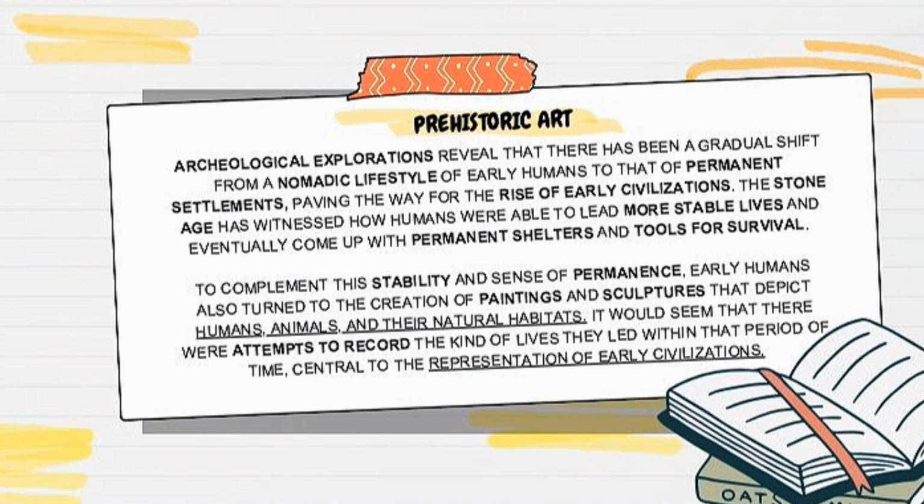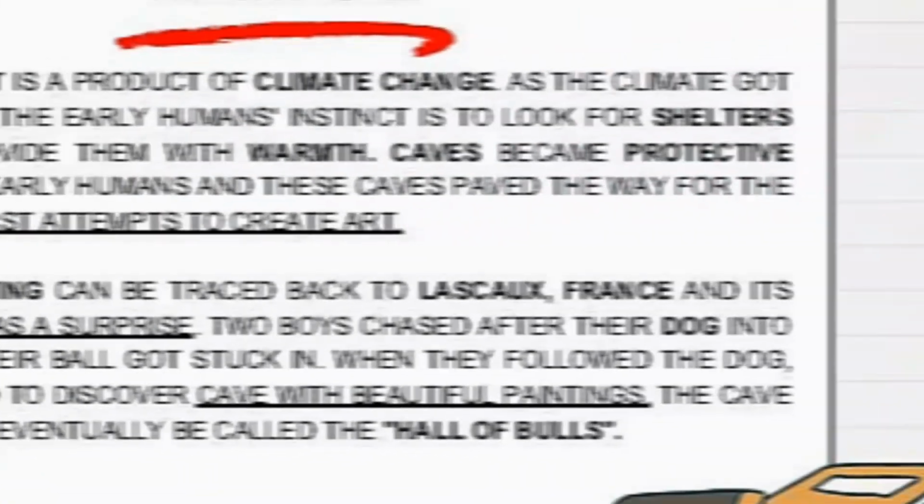To complement this stability and sense of permanence, early humans also turned to the creation of paintings and sculptures that depict humans, animals, and their natural habitats. It would seem that there were attempts to record the kind of lives they led within that period of time, central to the representation of early civilizations.